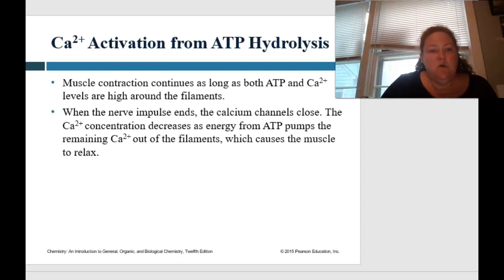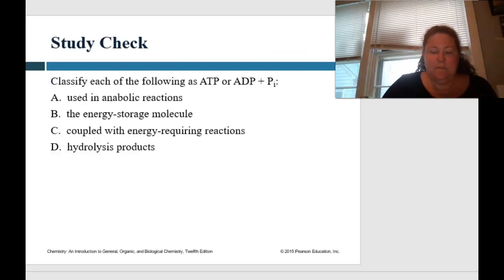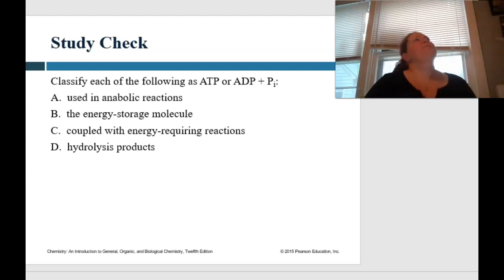So the muscle contraction continues as long as we have both ATP and calcium, and those levels are high around the muscle filaments, right? And then when the nerve impulse ends, the calcium channels close. And then this calcium concentration decreases as energy from ATP pumps the remaining calcium out of the filaments, and that causes the muscle to relax and then recover, right? Think of your synapses and stuff like that. All right, so synapses isn't the word I was looking for, but it works.